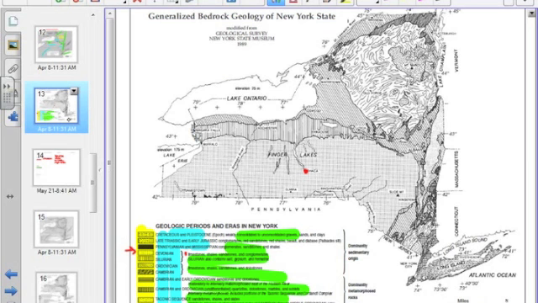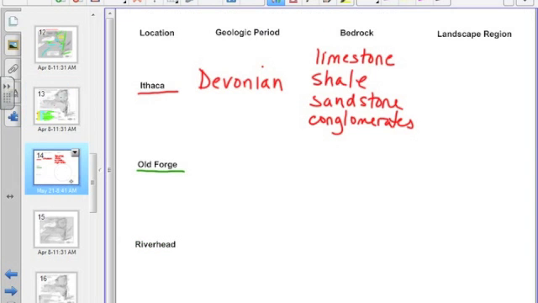Back to our map. Old Forge is located up here. And if we look at that symbol, we are way down here, at a geologic age called Middle Proterozoic. And if we keep on reading to the type of rock we have, it's gneiss, quartzite, and marble. So very different bedrock under Old Forge.